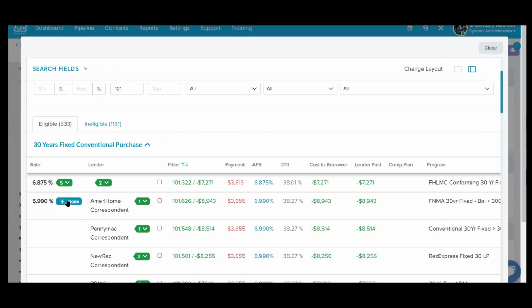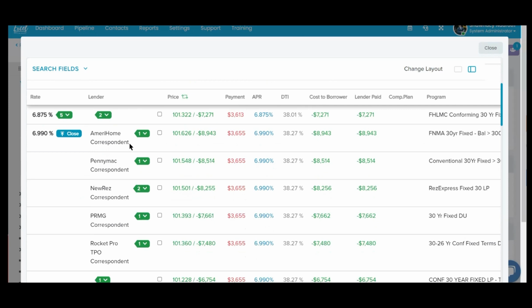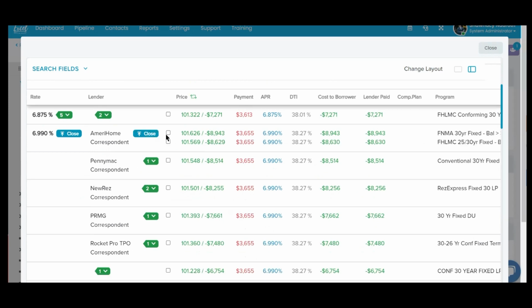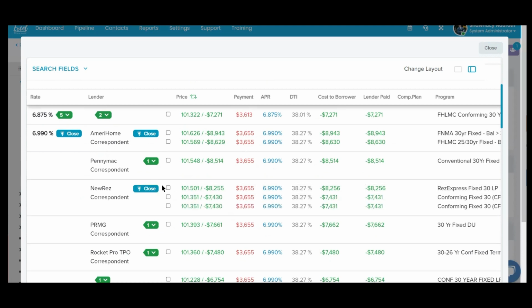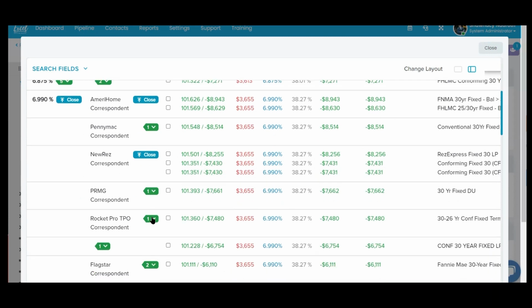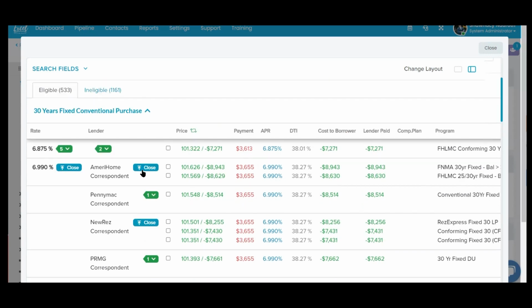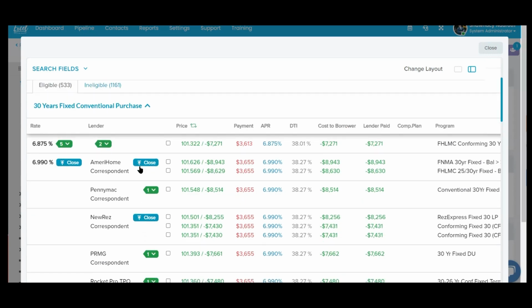So as I open this up, you can see you got AmeriHome. 1 means that there's 1 additional product in there. Okay, so one's Fannie, one's Freddie. PennyMac, same thing. New Res, there's 3 total products, 1 being the one that's up here and 2 more that come in. Okay, Fannie and Freddie have the same pricing, it looks like there. PRMG, Rocket. So you can easily do it this way.